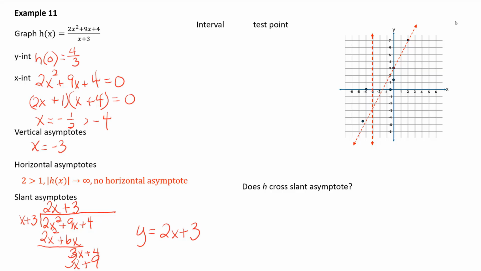Okay, so one thing that we didn't talk about in class today is that you can cross a slant asymptote also. You can't cross a vertical asymptote, but you can cross a horizontal asymptote or a slant asymptote.